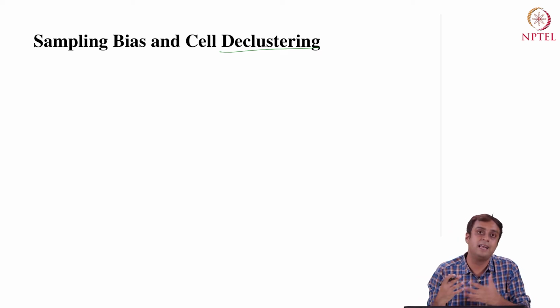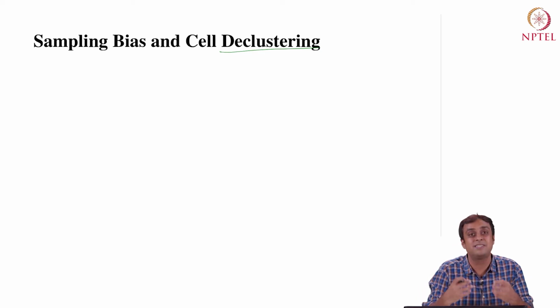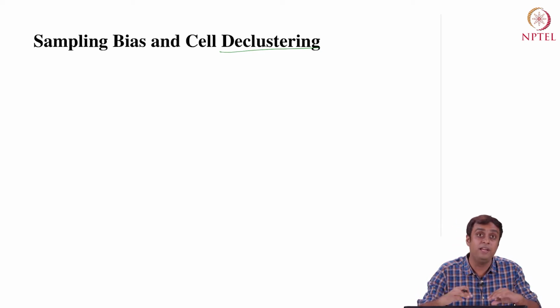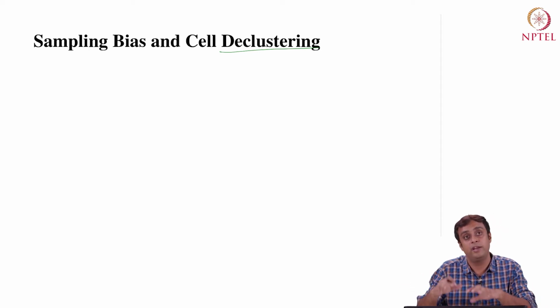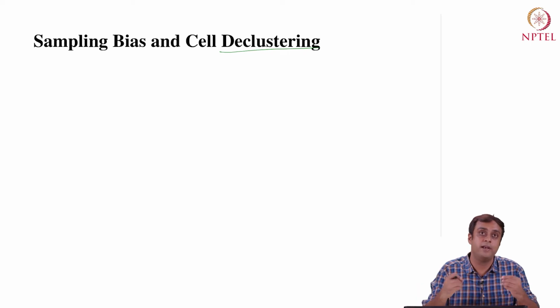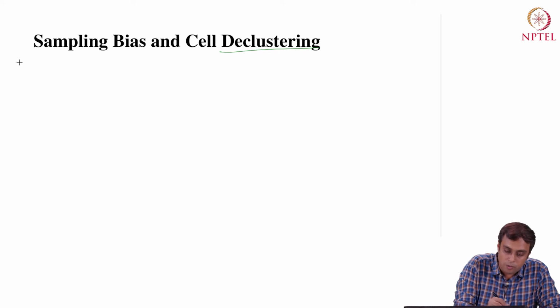So the idea is that I cannot move forward with the analysis till I have intervened and applied cell declustering to a real world data set, right? So this is an extra intervention that this real world data set demands. So let's define this situation.